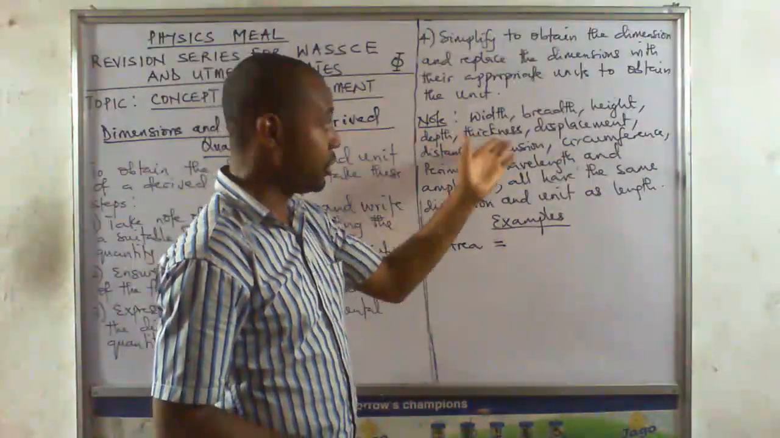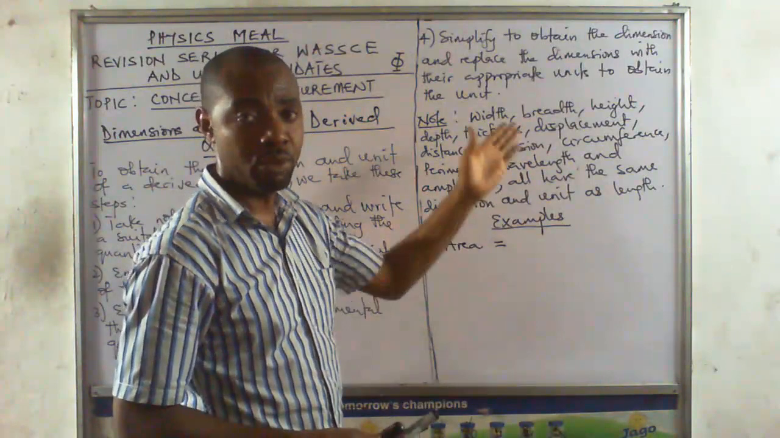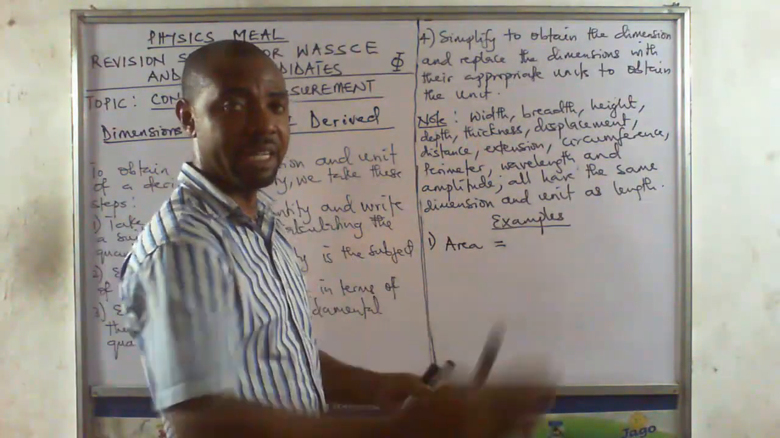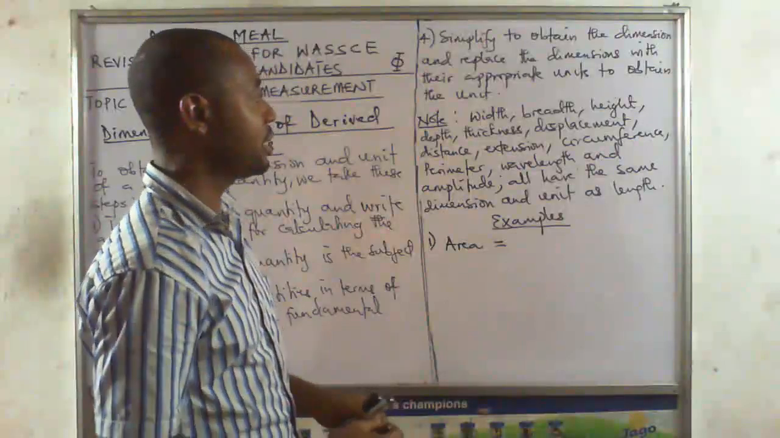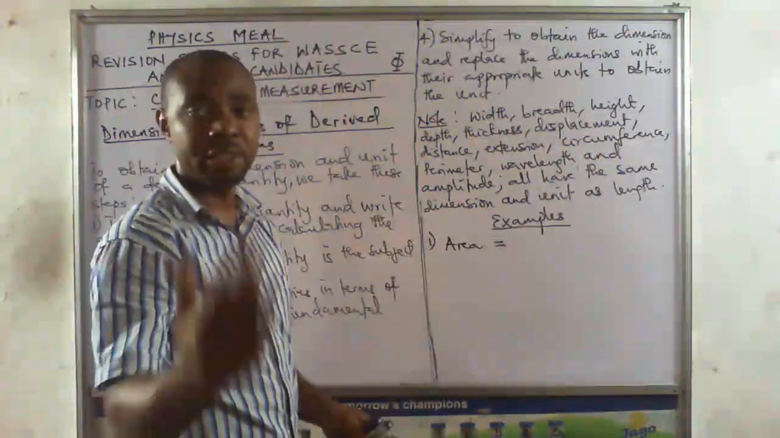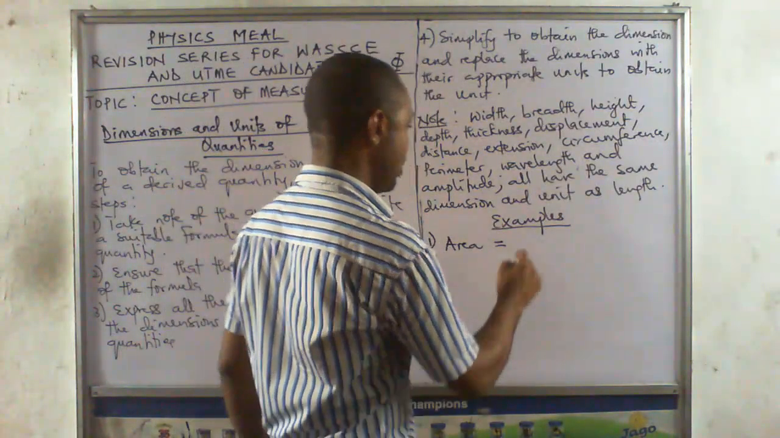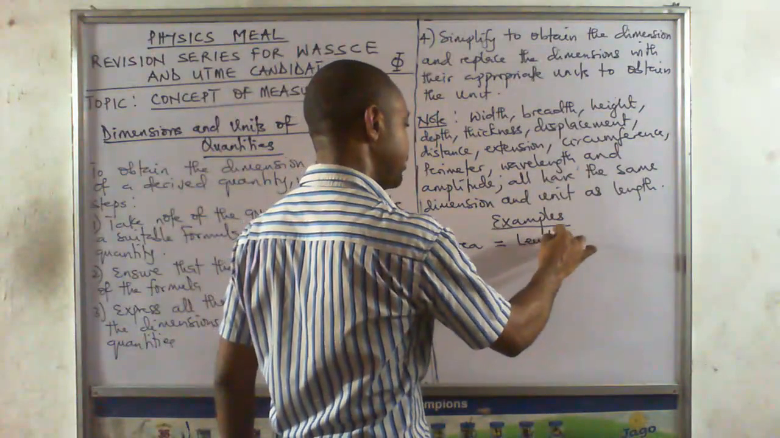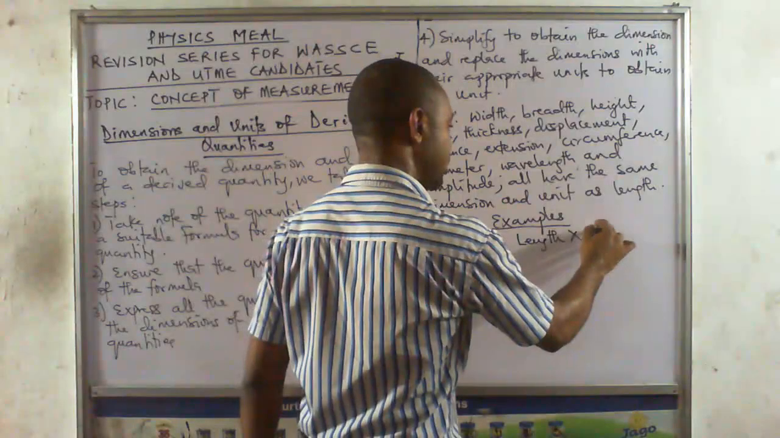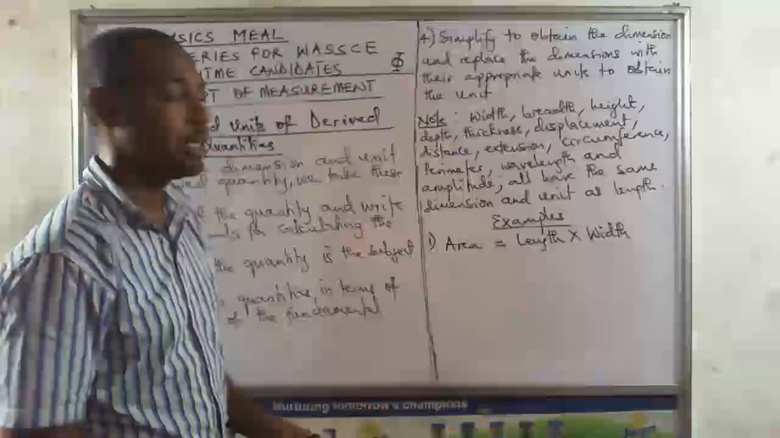I did not add radius here. Radius also has the same dimension as length, the same thing with diameter. So all the quantities that are related to length will have the same dimension as length, and these are the quantities. Diameter is also there, the same thing with radius. So let's say that we are dealing with area. We know that area is length times length, or length times width, for a rectangle, length times breadth.